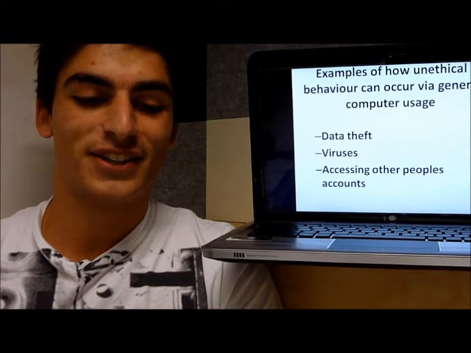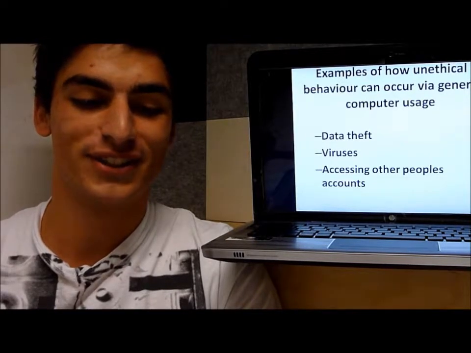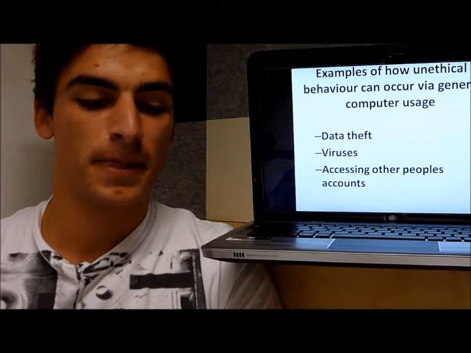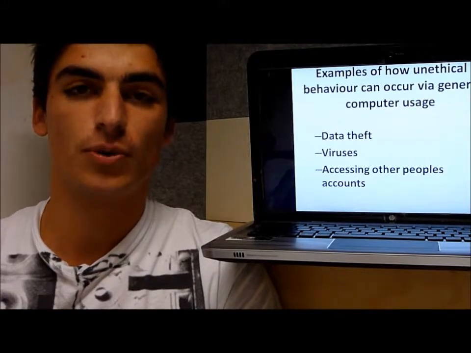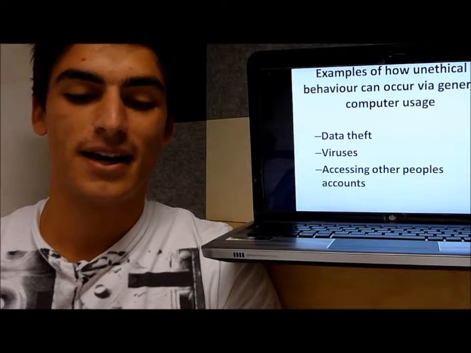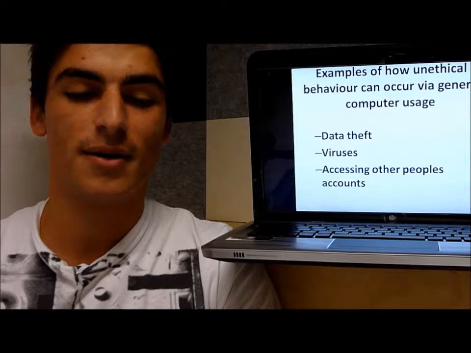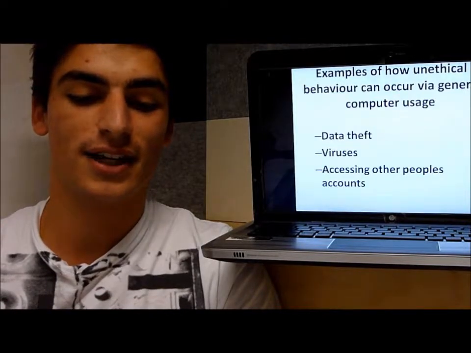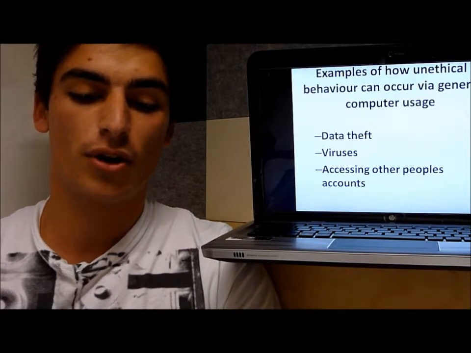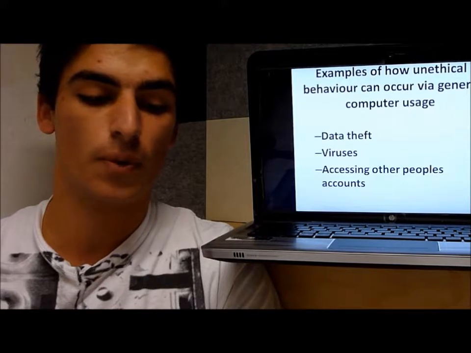Thanks, Troy. As I mentioned, it is possible to have unethical behaviour via general computer usage. Three main examples of this include data theft. This can occur when a person is knowledgeable on a particular business's database and can somehow enter the database. This puts the confidentiality of information such as personal data, bank details, credit card details, and even work-related items like personal projects at risk. The motive to tamper with personal projects is related to sabotage, which is unethical.